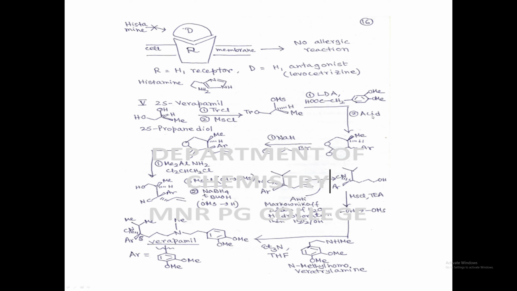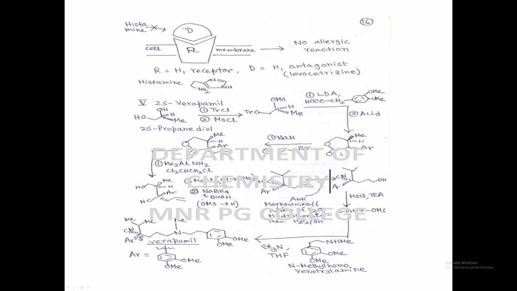Now next is, so this LDA is abstracting actually this acidic hydrogen. This carbon is in between the carboxylic acid and the aromatic ring. So where is this carbon? This carbon is here. The carbon is attached to the aromatic ring, and at the same time it is attached to the C double bond O.